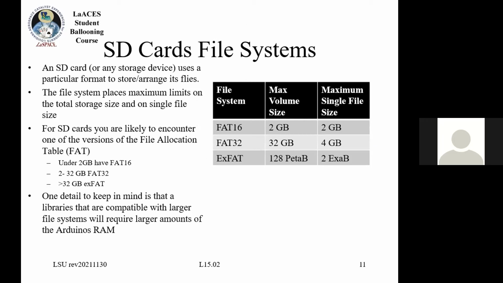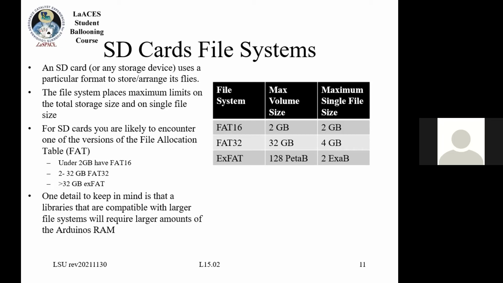So an SD card or any sort of storage device, a magnetic hard drive, a thumb drive, they all have to have what's called a file system, which is basically how the information on that storage device is organized. So how does the computer know this is where this file is, this is how big that file is? All of that, the way that it's organized, is what's called a file system.